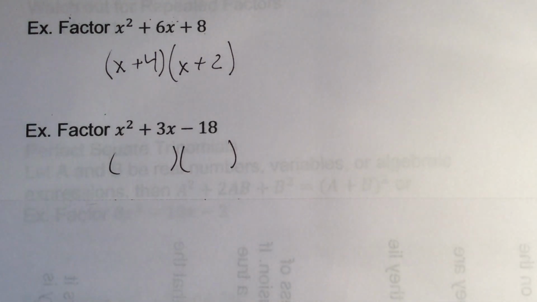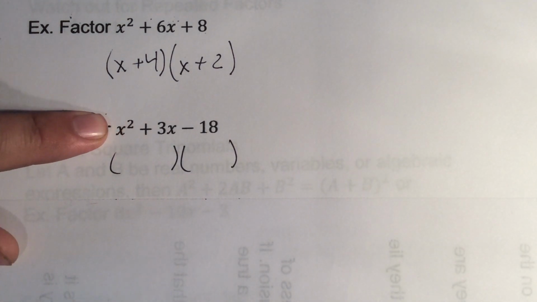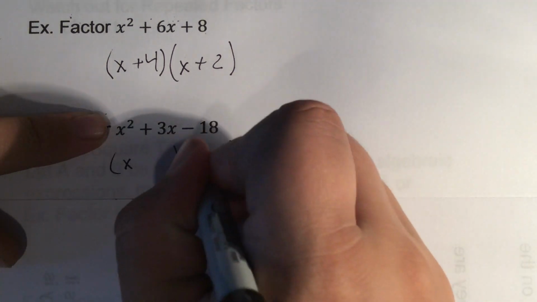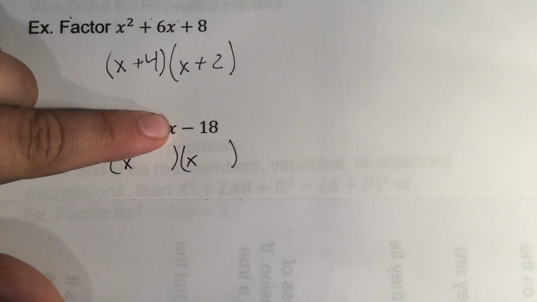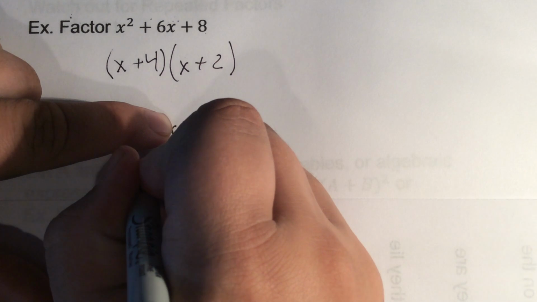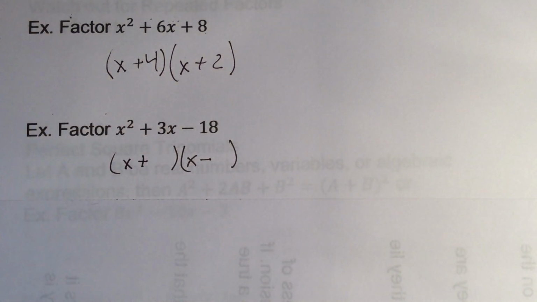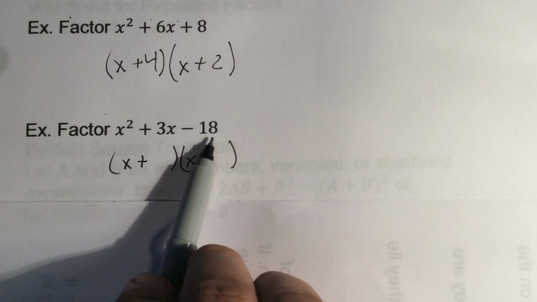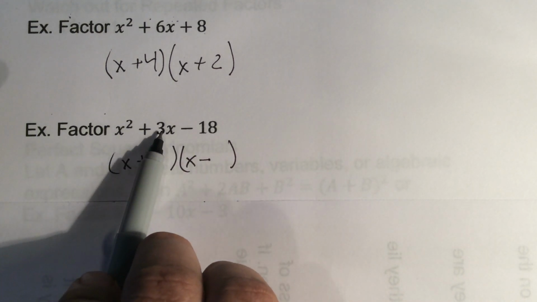So again, start with two sets of parentheses. I look at my first term, it's x squared, so it has to be x and x. I look back here. Well, this one's a minus, so that means one's plus, one is minus. So now that tells me that the factors of 18 that I'm looking for, if I subtract them, I have to get the middle.